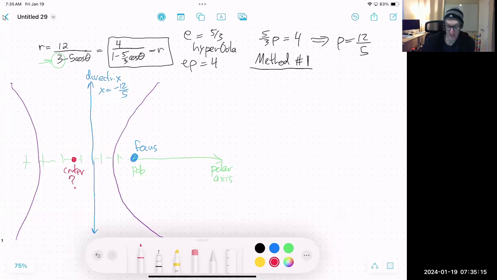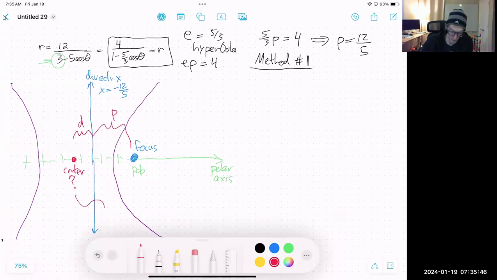All right, what can I say? This is going to be my vertex, and this is going to be my focus. The simplest thing of all is that the distance from my center to my directrix is D, and the distance from my directrix to my focus is P. I'm going to figure out what the center is kind of indirectly.